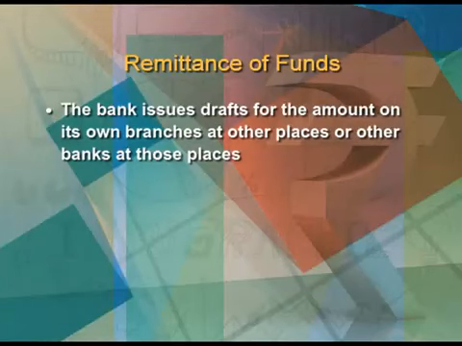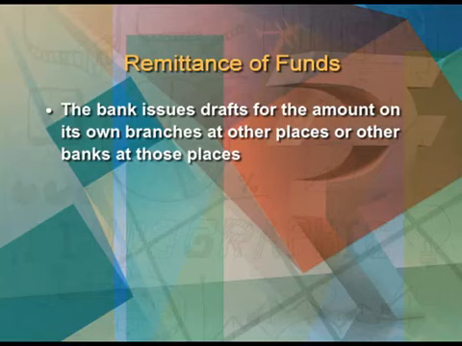Third important function that banks do is remittance of funds. Another salient feature of commercial banks is providing the facility of fund transfer from one place to another on account of interconnectivity of branches. The transfer of funds is administered by using bank drafts, pay orders, mail transfers on nominal charges. The bank issues drafts for the amount on its own branches at other places or other banks at those places. The payee can present the draft at the drawee bank at his place and collect the amount.